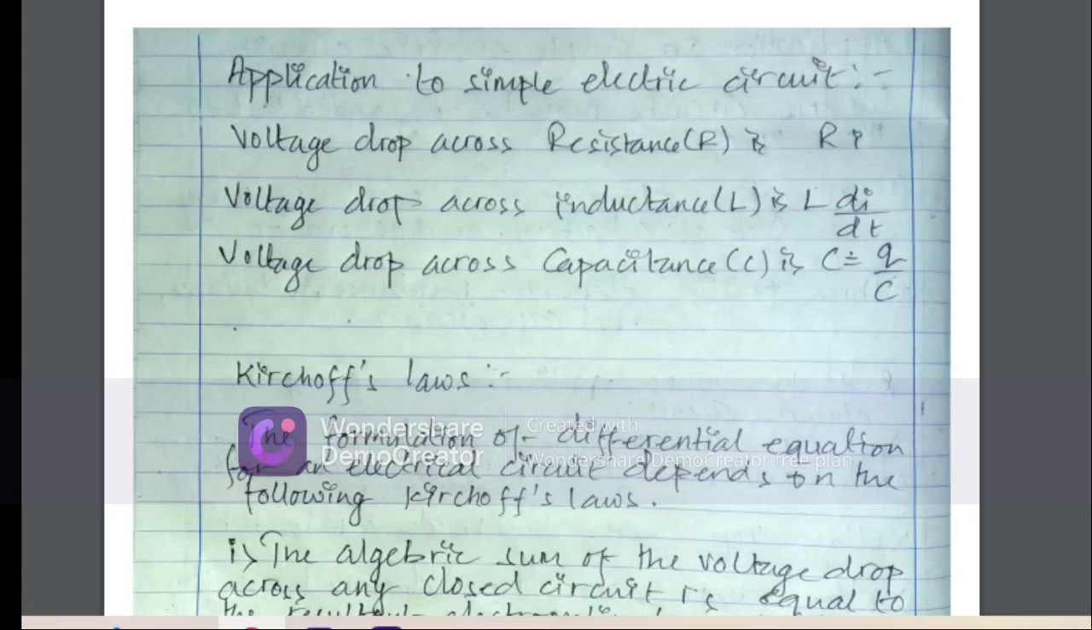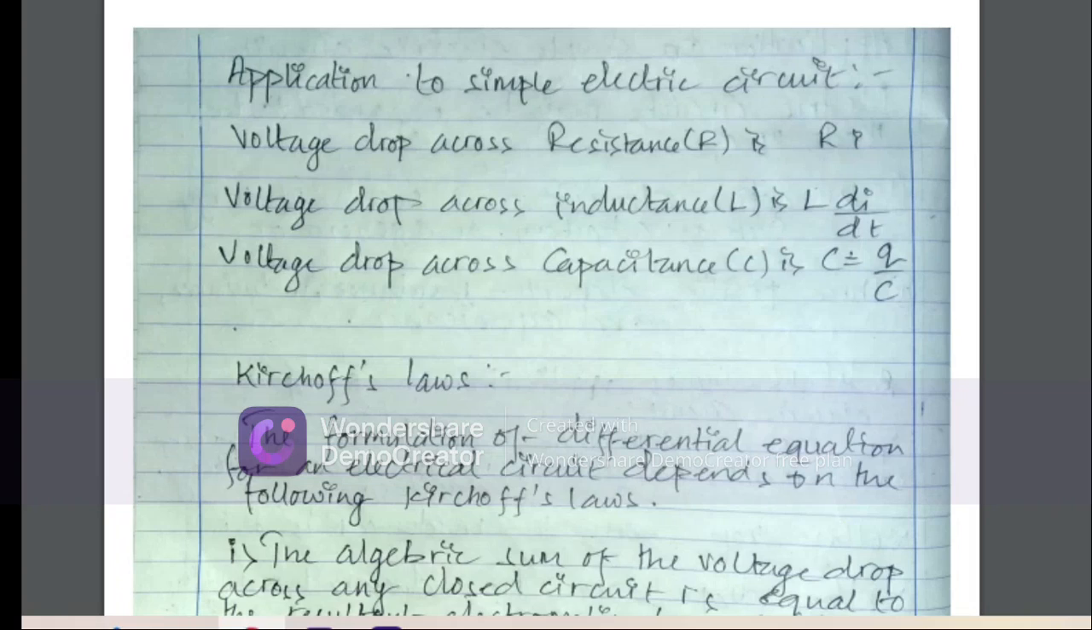Electric circuits may be regarded as made up of an active element, that is, a source of energy such as a battery or a generator, and three passive elements, that is, resistance, inductance and capacitor. Let us discuss the application to a simple electrical circuit.